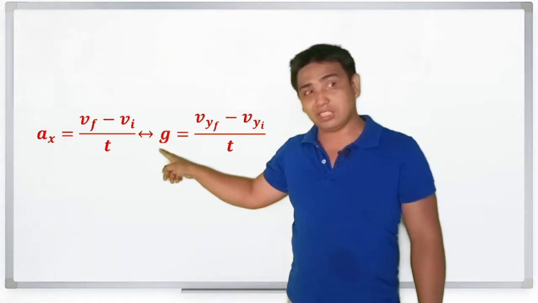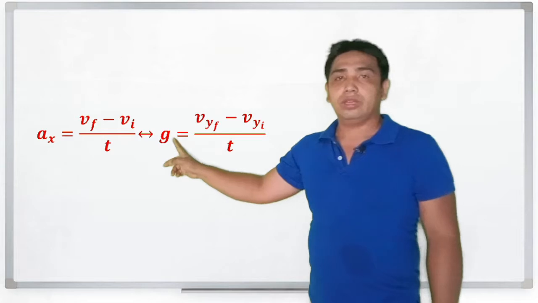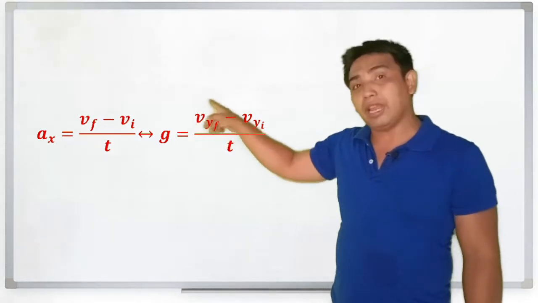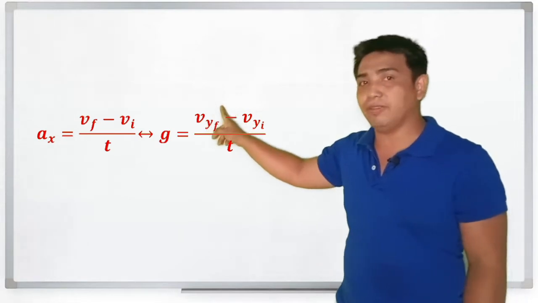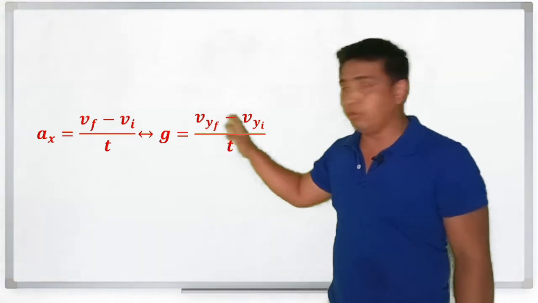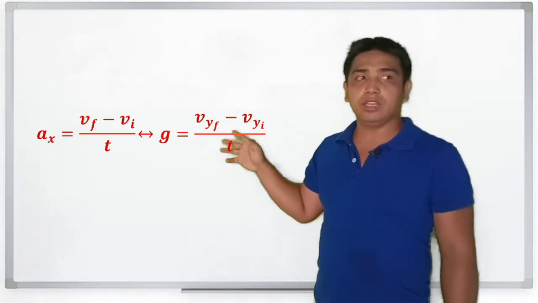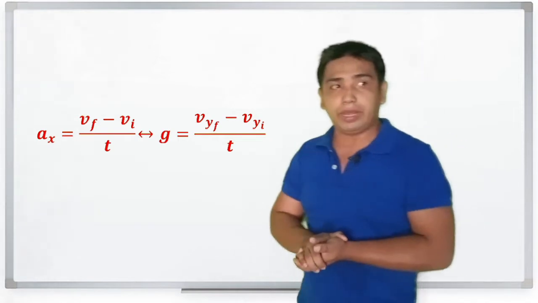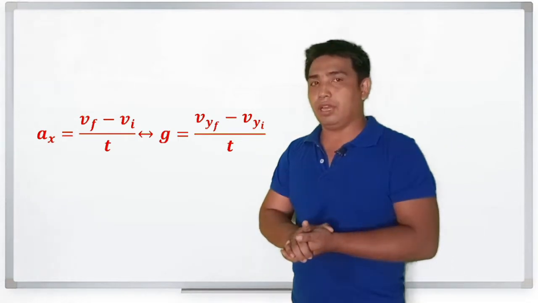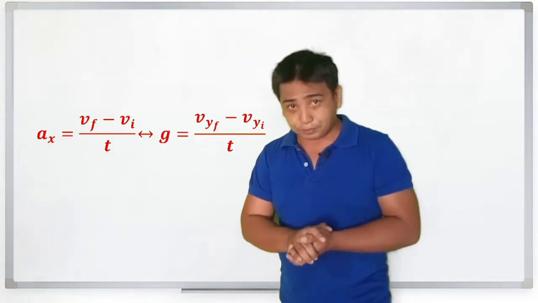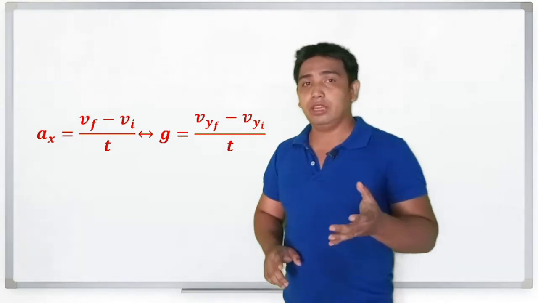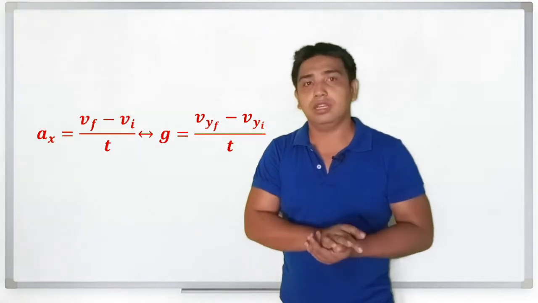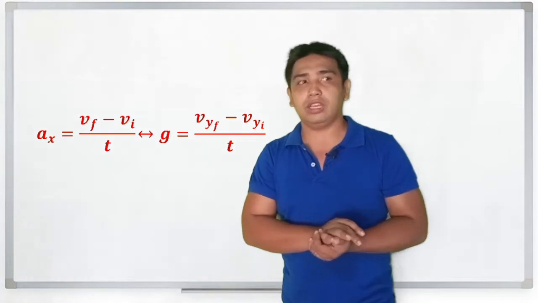And it is constant, equivalent to vyf, or the final velocity in the y direction, minus vyi, which is the initial velocity in the y direction, all over the time. You will see that we can modify the equation for the displacement that we just used in the study of rectilinear motion. If you missed that video, the link is in the description below. You can visit that so that you can check.